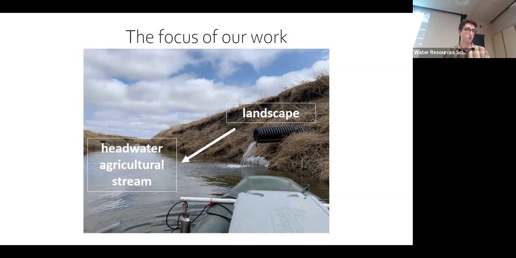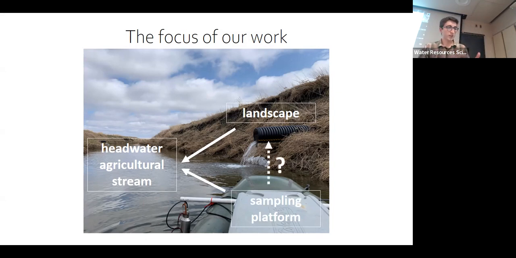So there's this really pronounced relation between what you can measure in the stream and what's happening on the adjacent landscape. The third component is this sampling platform that I'll be talking about more, that we're using to measure in these headwater agricultural streams. And using this data we collect, we're trying to gain a better understanding of how what happens on the landscape influences water quality at this high spatial resolution.